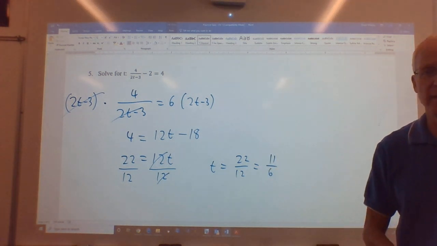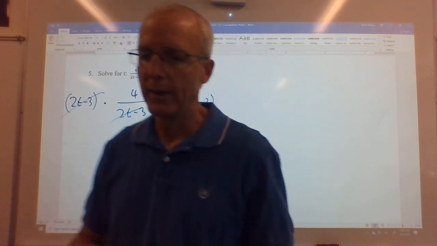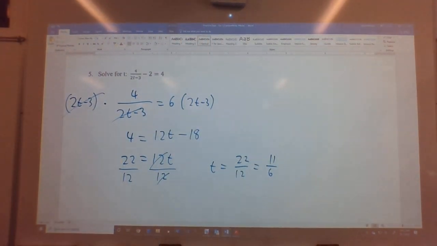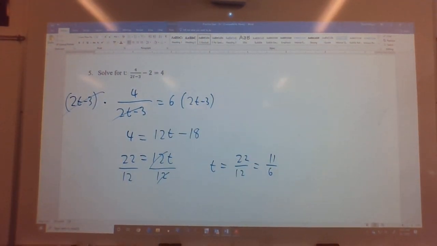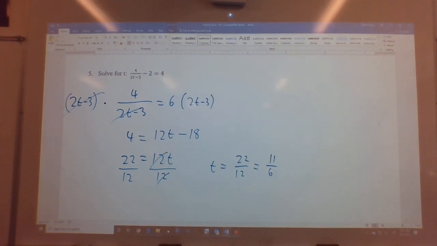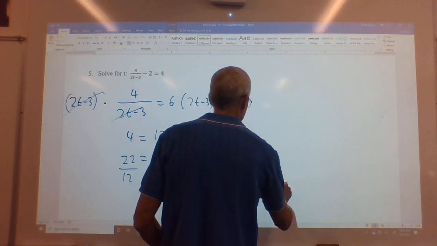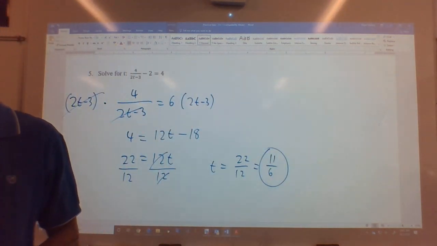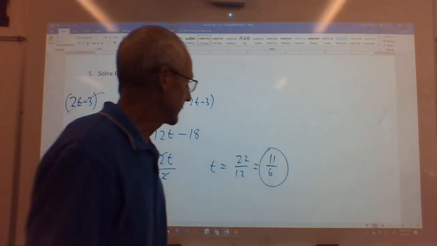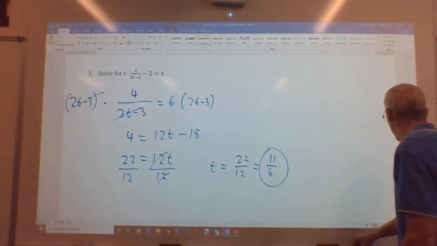Which is totally fine to leave it like that. You could get a decimal if you want. If we got a decimal, it would be, what, 11 divided by 6, be 1.833. It's actually better to leave it like this, okay? So let's just leave it as 11 sixths. Okay, I think that's it.